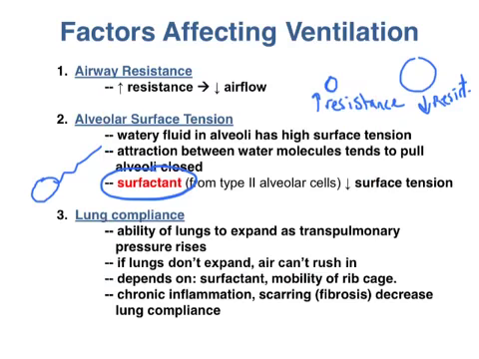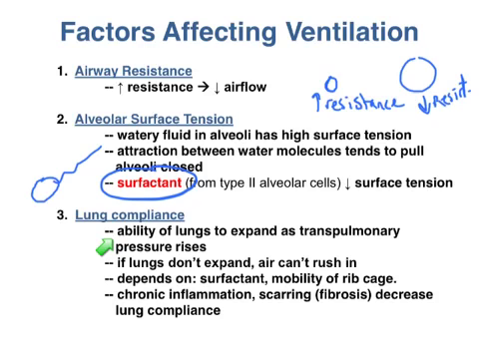The third factor that affects ventilation that has to do directly with the lungs is lung compliance. And compliance just means the ability of the lungs to expand as transpulmonary pressure rises. So rising transpulmonary pressure means that the intrapleural pressure is dropping, and so the thoracic cavity is expanding. So compliance is important because if the lungs don't expand, you can't get air to move in. The whole thing that's drawing air in is this increase in volume in the lungs, decreasing the pressure. So if the lungs aren't actually expanding, there's no air movement.